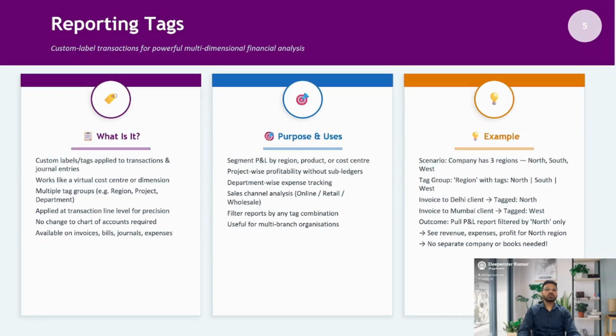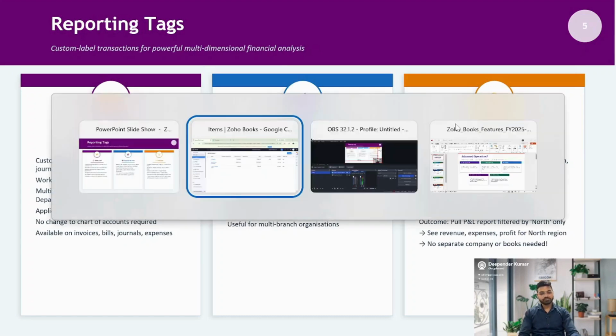Now the last topic, reporting tag. How does a reporting tag actually work? Reporting tags generally help us when we want to separate our expense, income or other transactions as per the branch, location or for MIS purpose. All those things we use reporting tags for. So how to create a reporting tag?